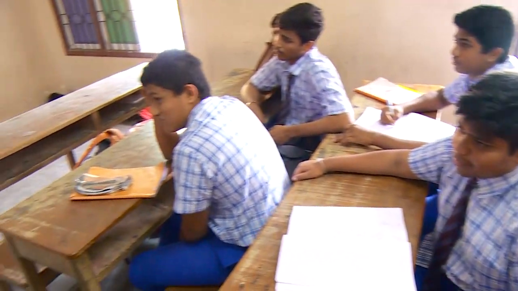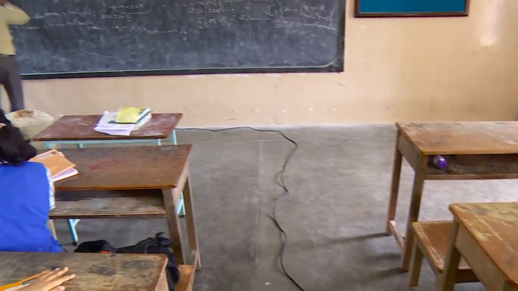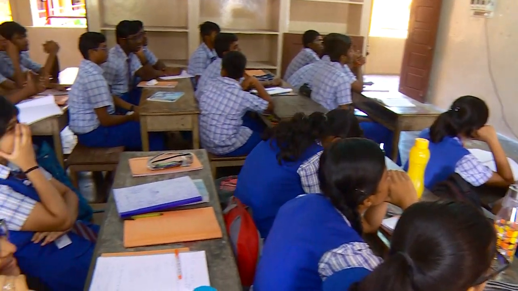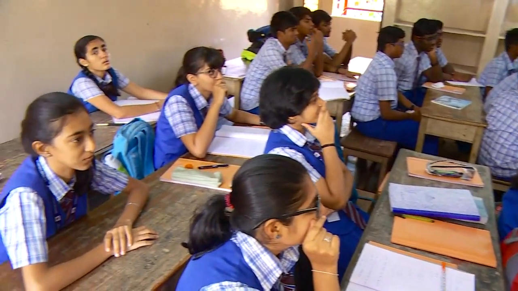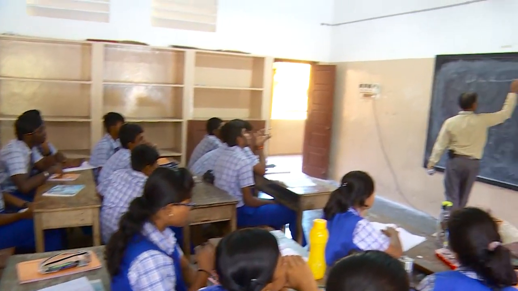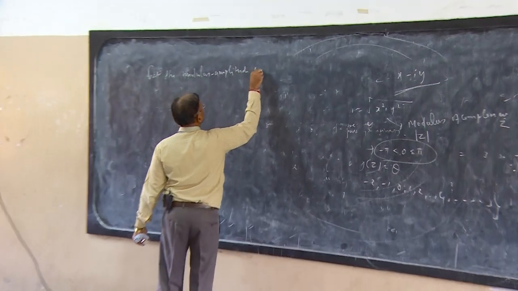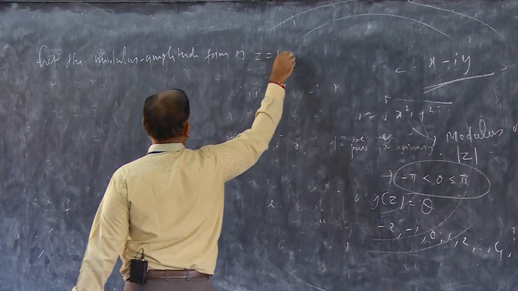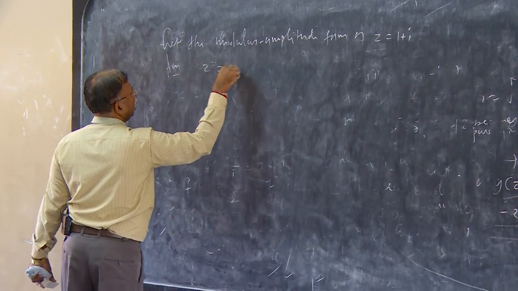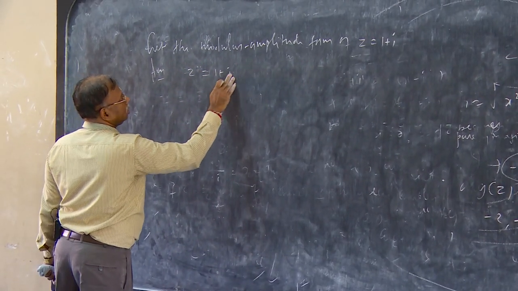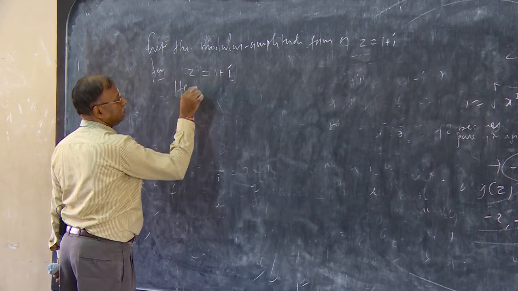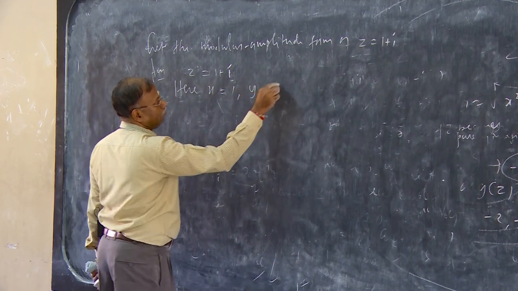Now I'll do one problem on modulus amplitude. Let me take the example of getting the modulus amplitude form of z equal to 1 plus i. Now my idea is to compare it with the general form x plus iy. Here instead of x I have 1, instead of y I have 1.